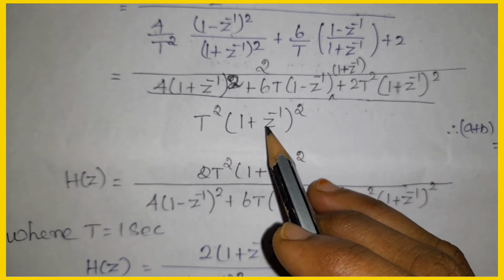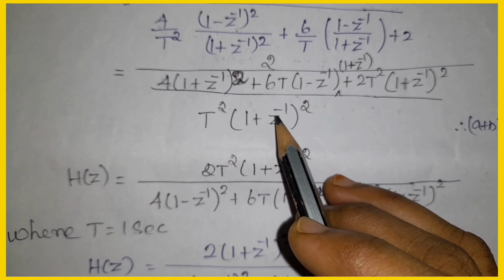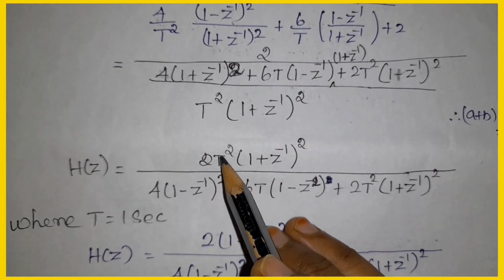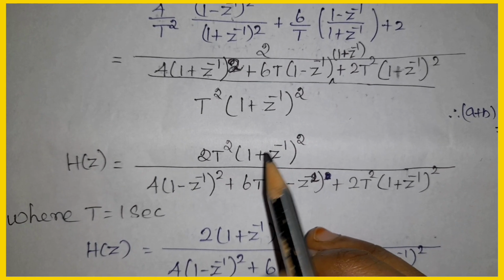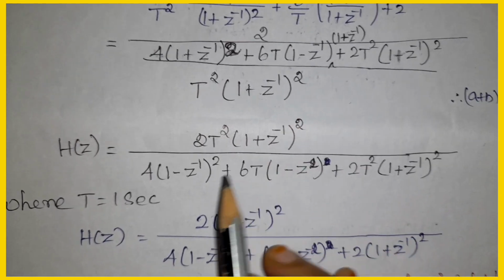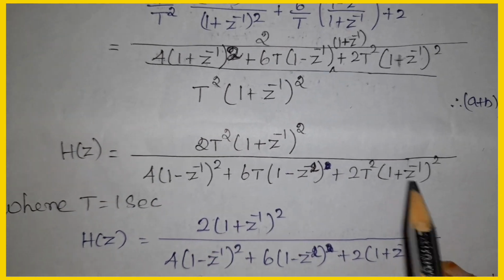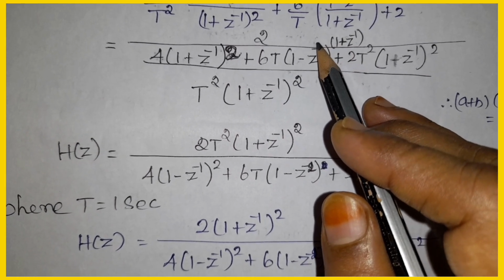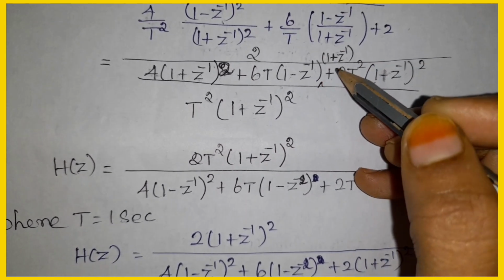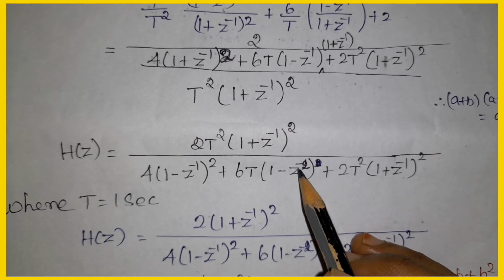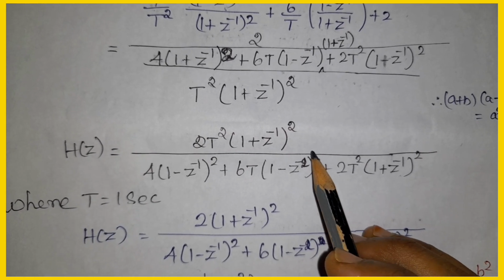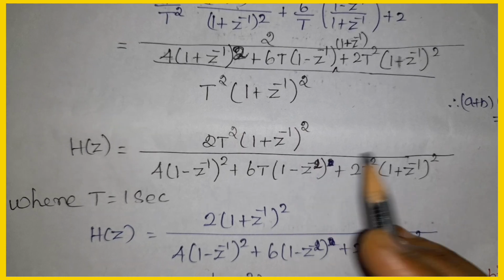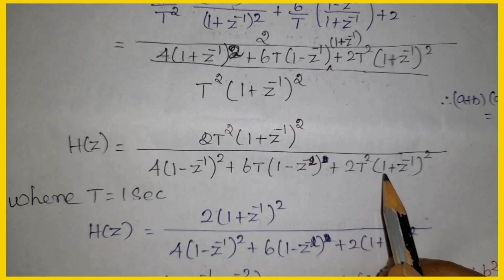So from this equation, the denominator goes up. So 2t squared into (1 plus z power minus 1) whole square, whole divided by this term. So we can multiply these two and write it. Here z power minus 1, here also minus 1. So like this z power minus 2, plus into minus is minus, and then this term.